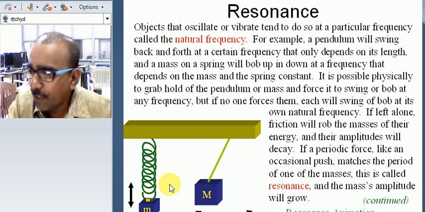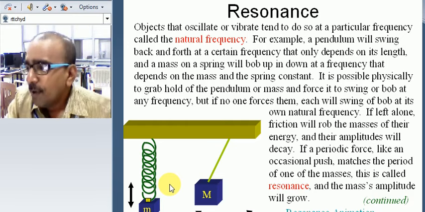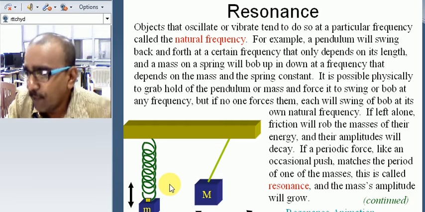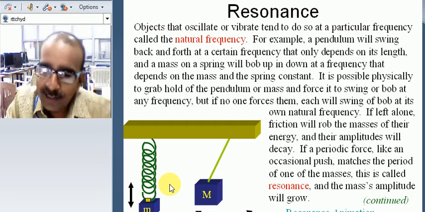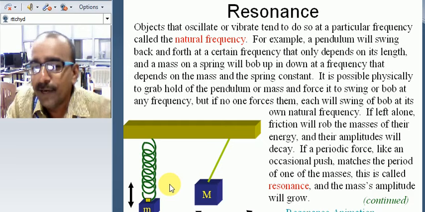If a periodic force, like an occasional push, matches the period of one of the masses as shown in the figure, or technically we can say when two objects are oscillating at different frequencies and their frequencies match each other, then it is called resonance, a resonant frequency.